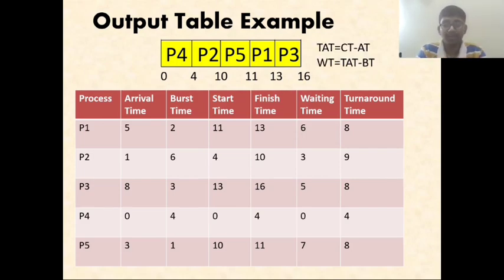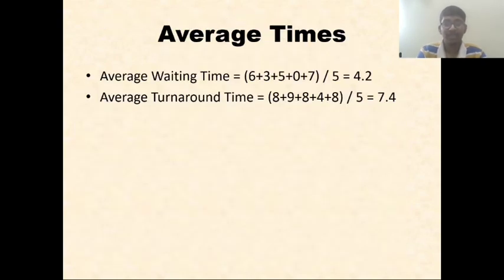If you want to calculate turnaround time and waiting time, theoretically there are formulas. For calculating turnaround time, the formula is CT minus AT. Here CT represents completion time, that is nothing but finish time, and AT means arrival time. WT means waiting time. Waiting time can be calculated by turnaround time minus BT. BT means burst time.